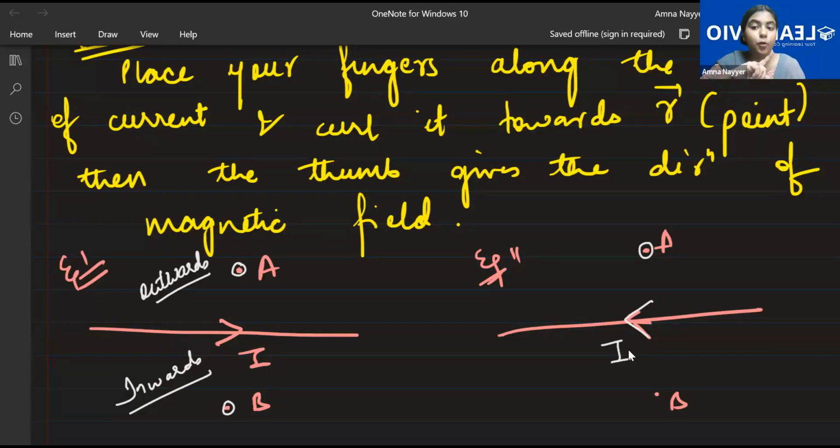Now see, where is the point A? If this is the current, isn't the point A above? Look in the figure. Here, this is above, right? If I put my hand like this, I have to curl the fingers at this point. Will you be able to curl it like this? No? So if we place our hand like this, now are you able to curl it for a point above? Yes. Where is the thumb pointing? Means towards the screen or towards you?